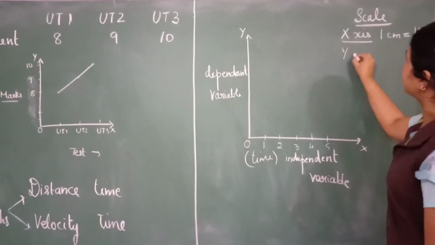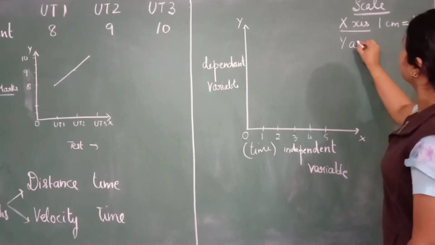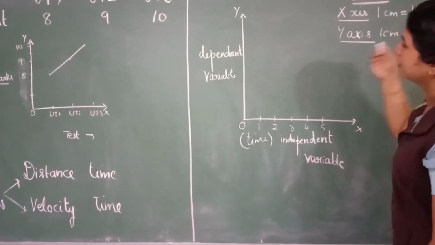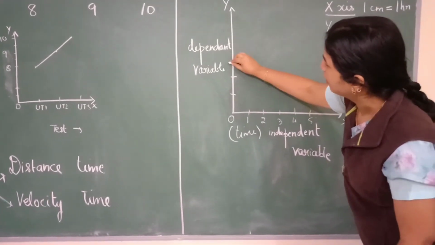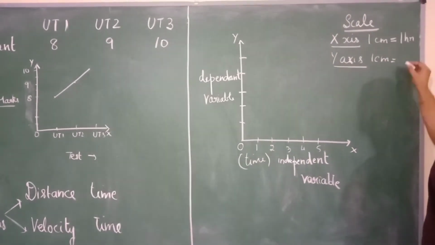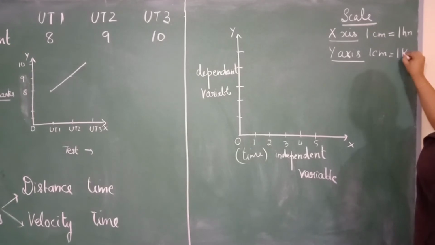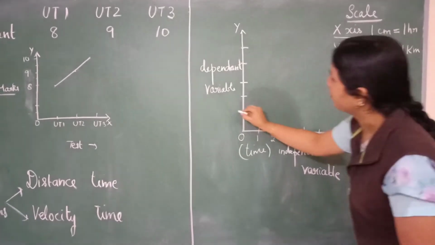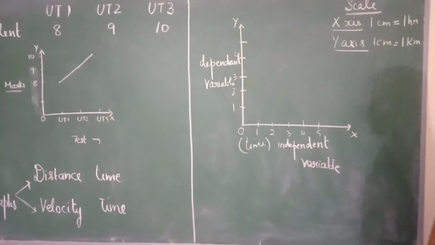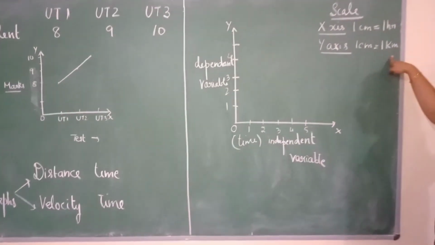And on the y-axis, if I am taking distance, then here also 1 centimeter equal to maybe 1 kilometer. So I have to mention here 1, 2, 3, 4. So each centimeter will be equivalent to 1 kilometer.